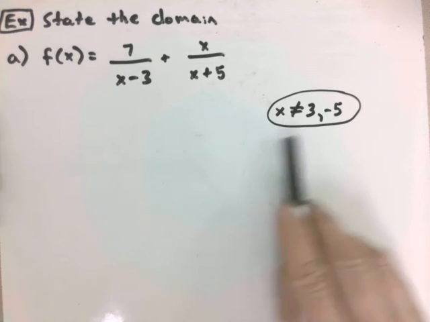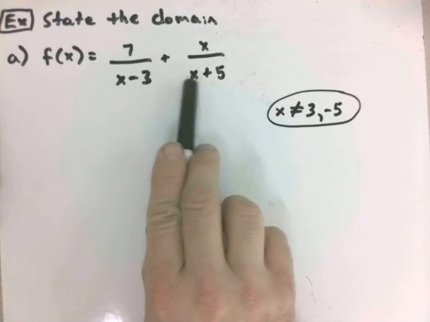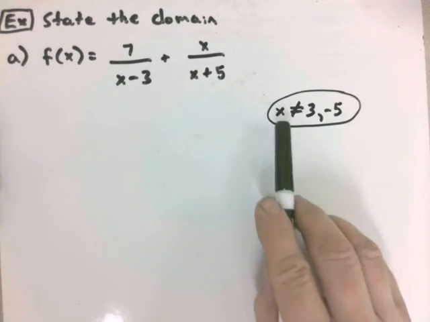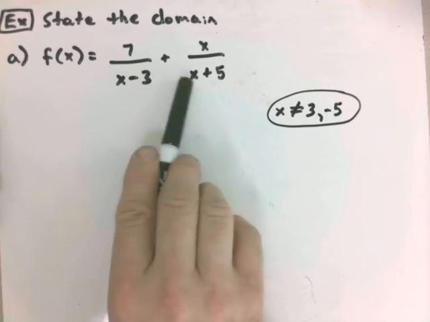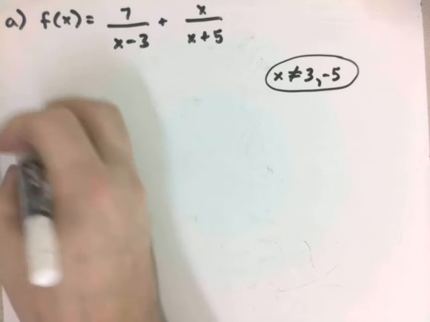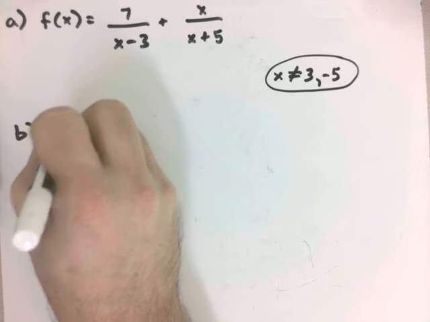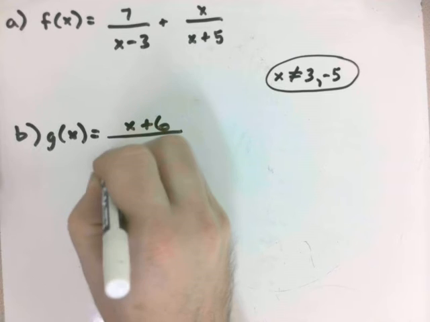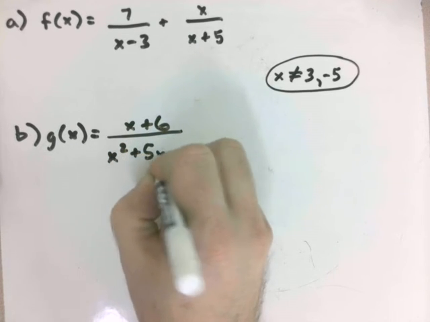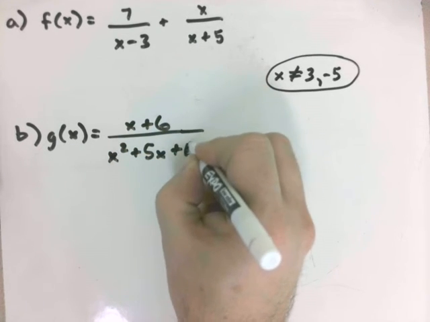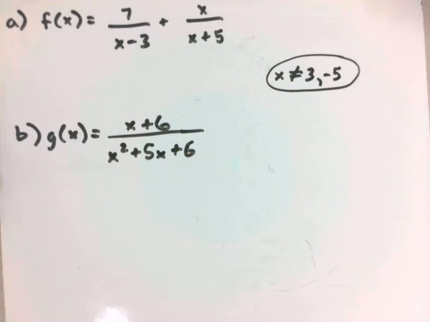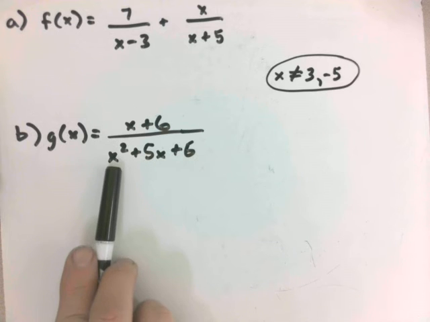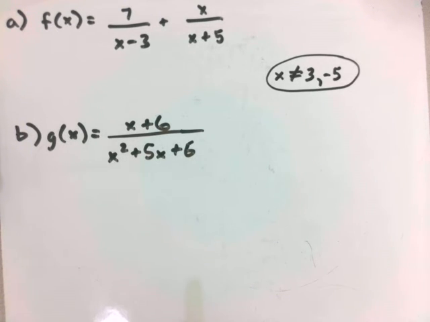So to state your domain on this, you can just look at the equation, and if the denominators are easy to work with, you can just say x is not equal to whatever would cause you to get a 0 on the bottom of that fraction. For letter B, we're going to take a look at x plus 6 over x squared plus 5x plus 6. Well, again, we just have a single fraction this time, but whatever I would plug in here and get 0, that is what I would need to eliminate from my list.